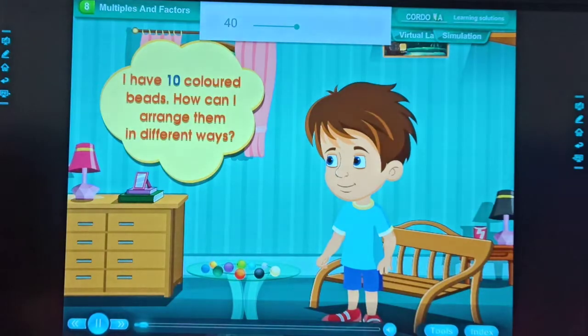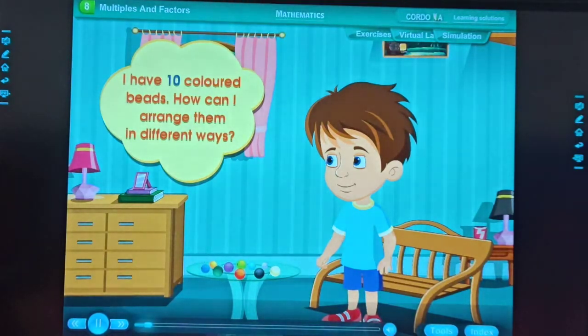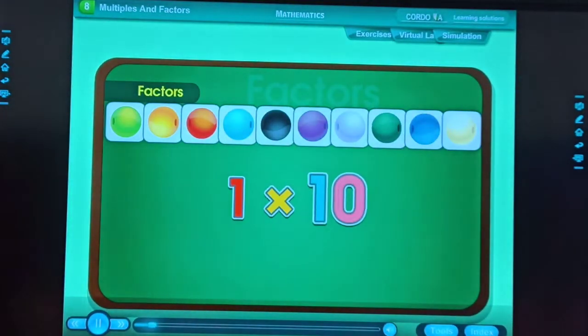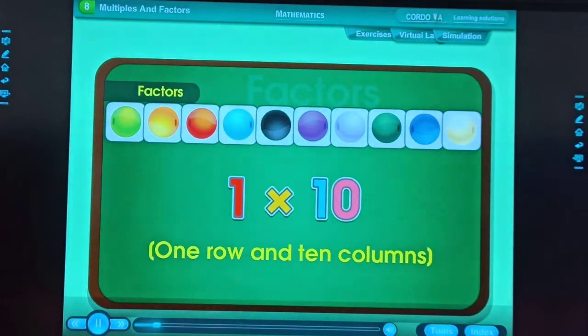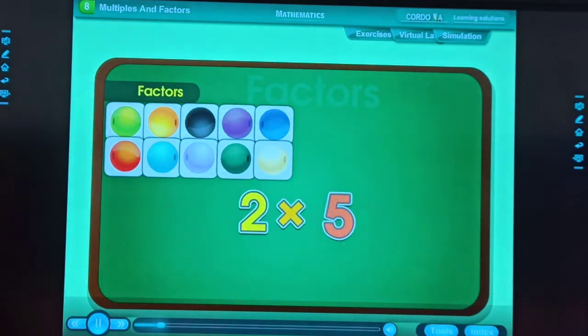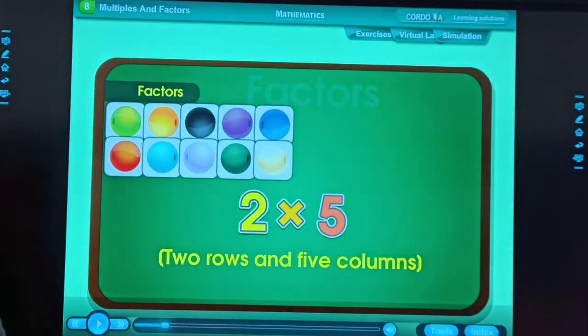I have 10 colored beads. How can I arrange them in different ways? 1 into 10. 1 row and 10 columns. 2 into 5. 2 rows and 5 columns.